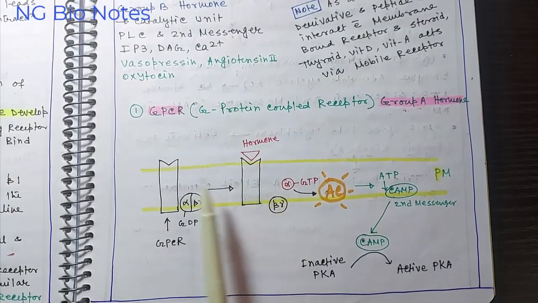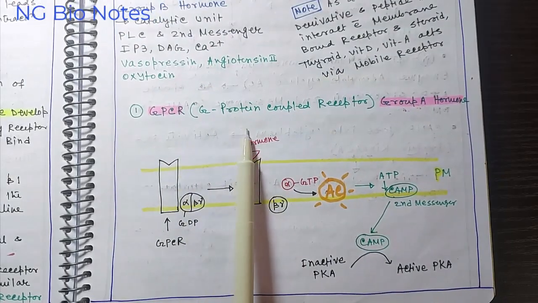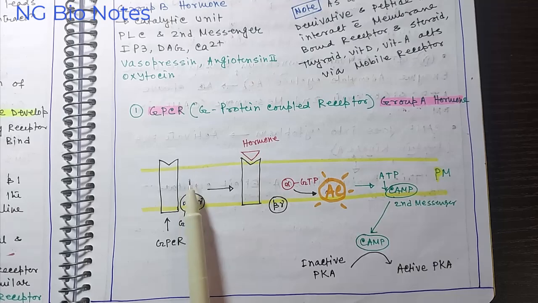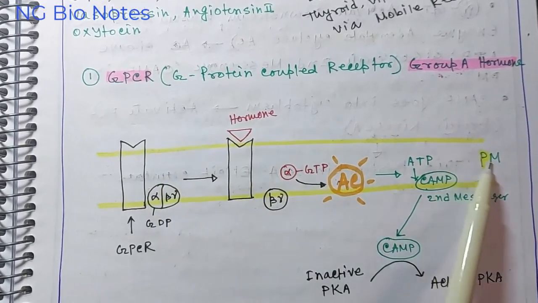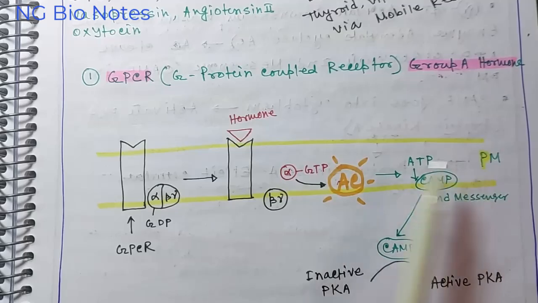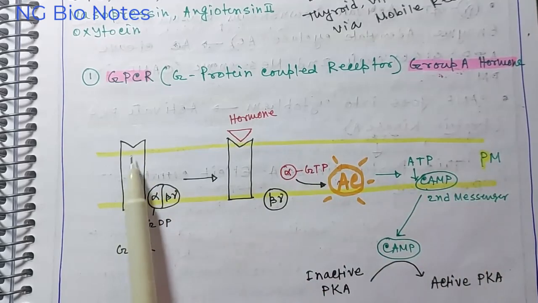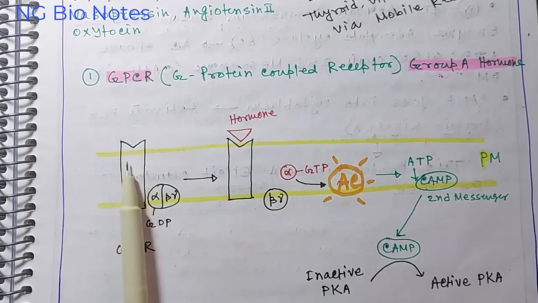Hello friends, in this video we will discuss G-protein coupled receptor. G-protein coupled receptor is a membrane bound receptor. This is the plasma membrane, and in this plasma membrane the G-protein coupled receptor, or GPCR, is present. GPCR spans the plasma membrane 7 times, so this is called a membrane spanning receptor, seven membrane spanning receptor, or also known as serpentine receptor.